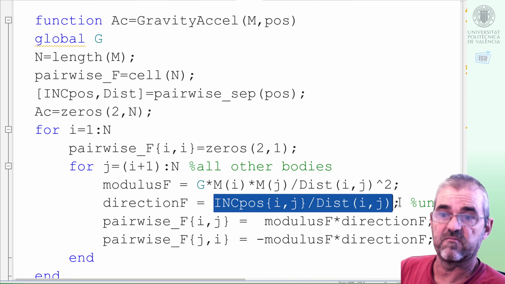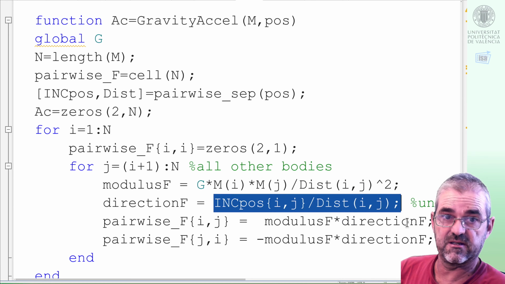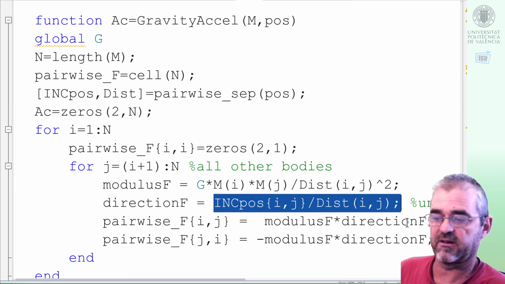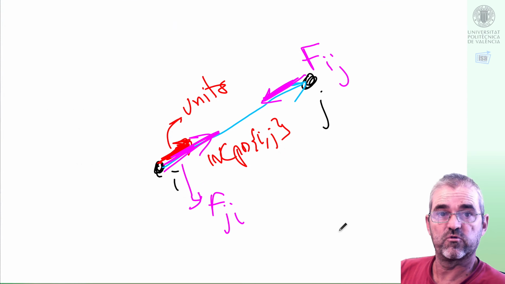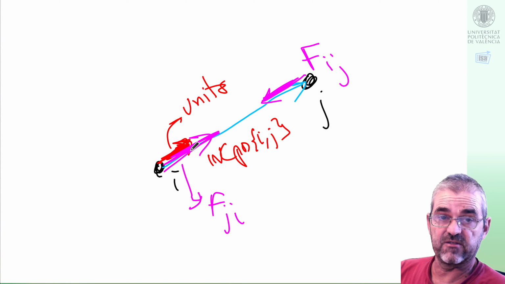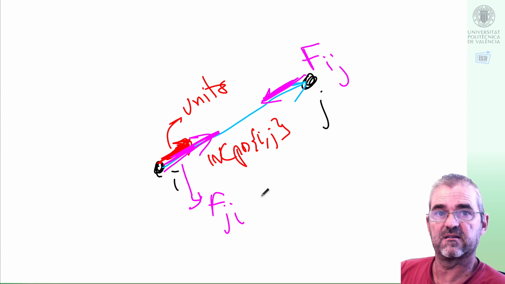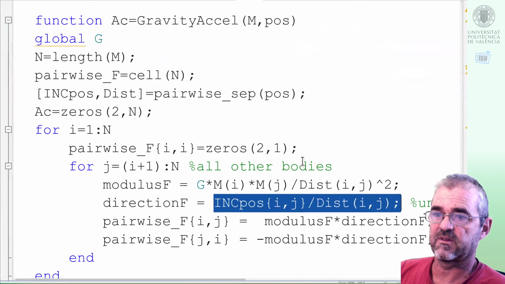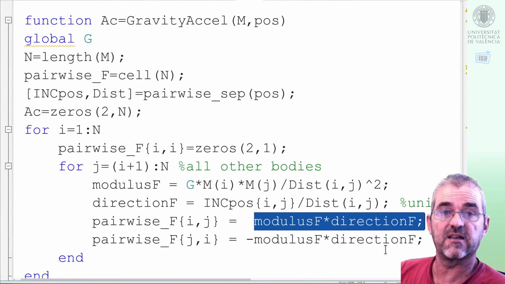Then, dividing the vector separation by the distance, I get the unit vector in the direction that joins the two bodies, so it will be this kind of small red arrow here. And if I multiply that vector times the magnitude of the gravitational force, I will obtain the gravitational force vector pointing in the direction of the other body attracting the body I am considering. So that is what I am doing in this line: I multiply the unit direction vector times the modulus of the gravitational force.